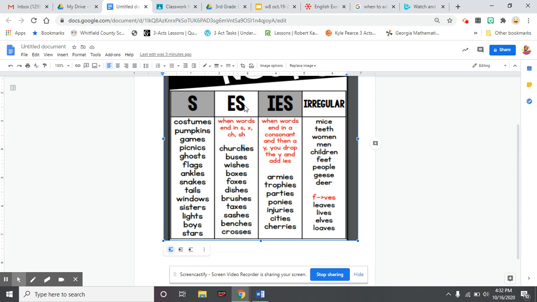And remember how I said earlier in another lesson, say the word out loud or say it in your head and see how it sounds. If you hear that S sound on the end when you say it, like in buses or wishes, then you most likely need to add that ES for your ending.